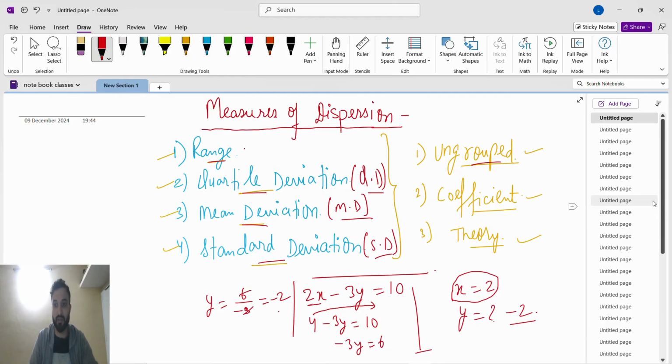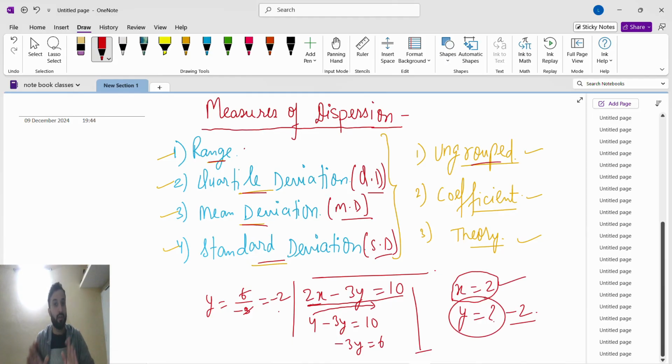Here also, guys, they are going to give the same thing. They will give one equation and the value of one variable. You have to find the value of the other variable. Okay, see, the question will remain the same. Very important thing you have to understand, guys. The question will remain the same. What is the question? The question will remain the same.